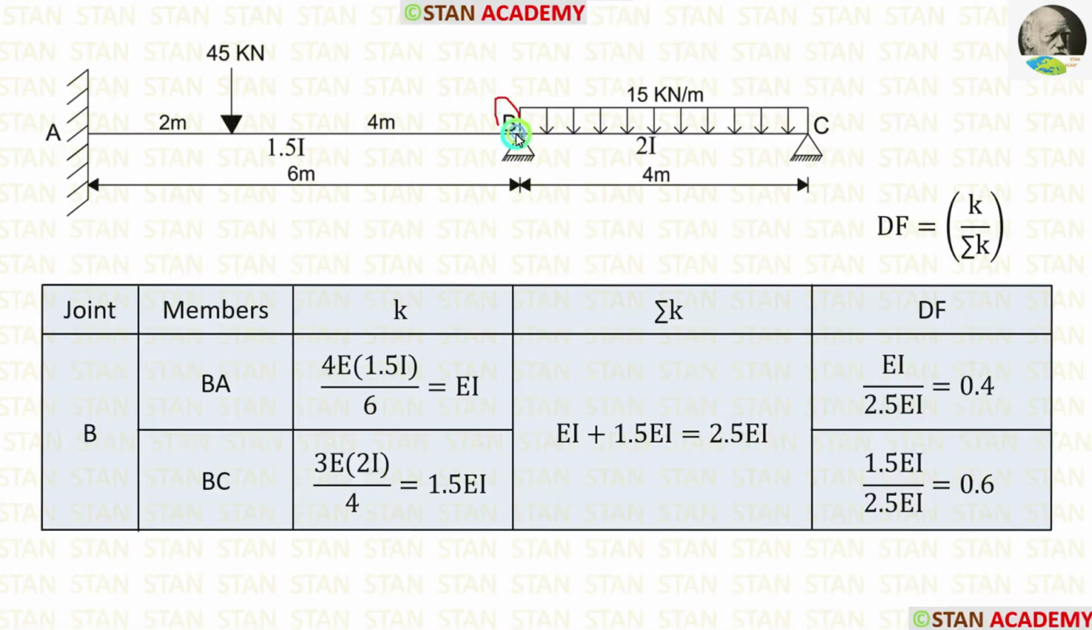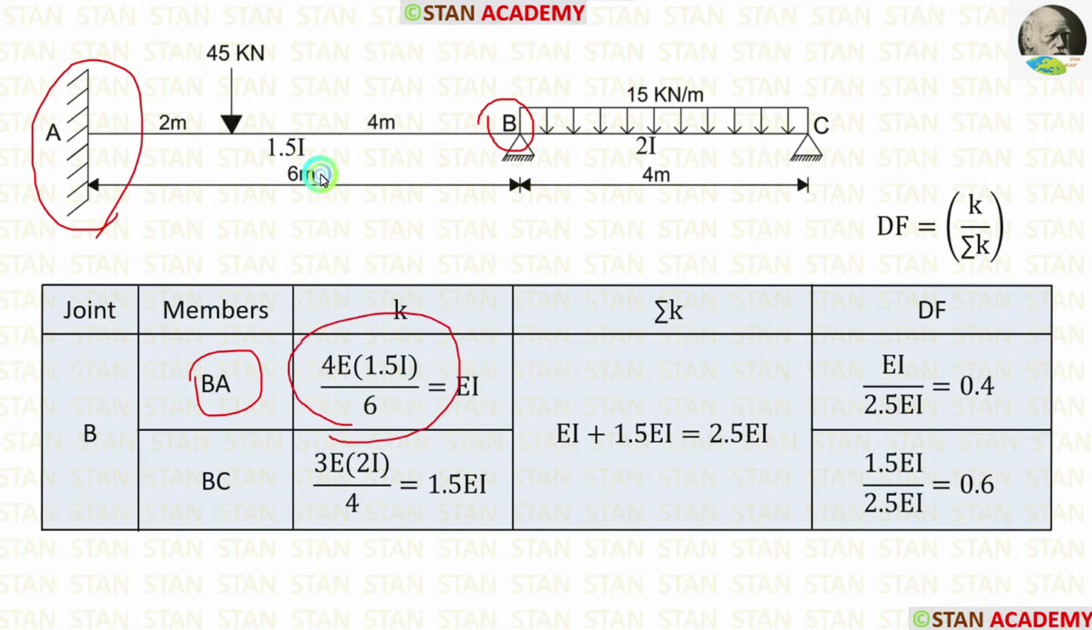From the joint B, we have to calculate two stiffness values for BA and for BC. First, let us calculate for BA. For that, from the point B, we have to look at the point A. In the point A, we are having a fixed support. If the far end is fixed, the formula is 4EI upon L. Here, the moment of inertia is 1.5I. So instead of I, we have to apply 1.5I and length is 6.